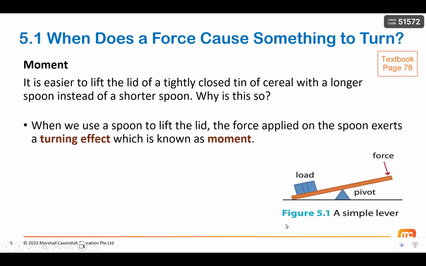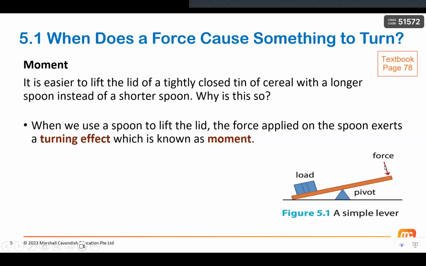Okay, so whenever we use a spoon to lift the lid, we exert a force on the spoon that looks like in this diagram. Okay, I exert force, so this orange bar looks like the spoon. Okay, and it causes a turning effect. The spoon will turn about the edge of the tin, and the load is actually the lid of the tin. So this turning effect is also known as moments.